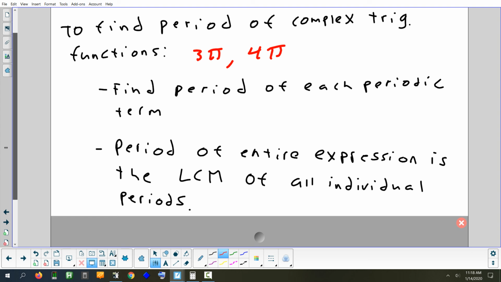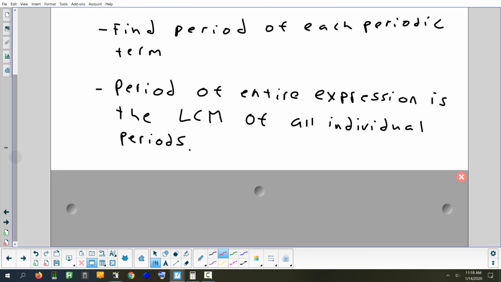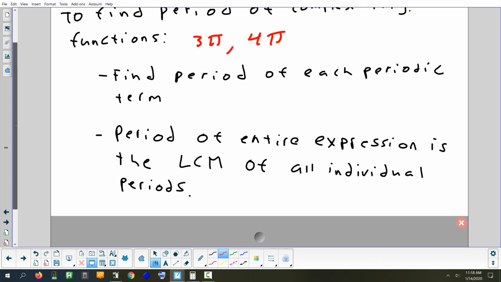That's how often the whole thing would repeat. It's the LCM of the individual periods. Now, the way we're going to figure out the period of cosine squared is pretty much just investigating it. We'll graph it, we'll look at it, and see if we can figure out the cycle.